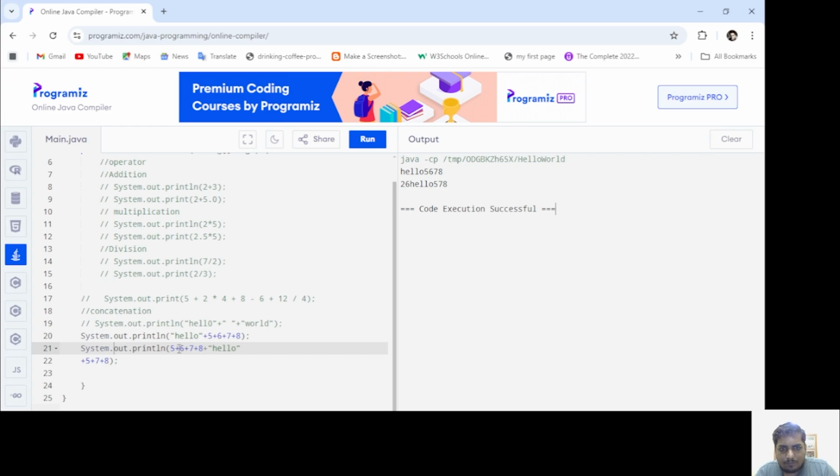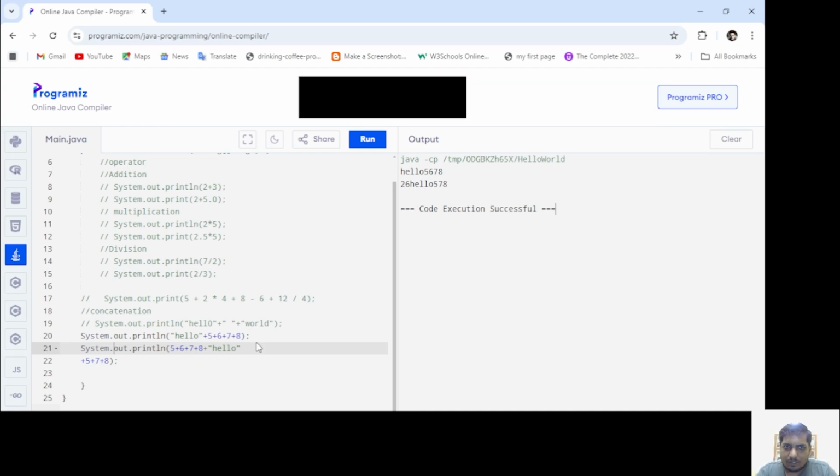Here 5 plus 6 plus 7 plus 8, the addition operation will be performed. After a string, the addition will not be performed. So remember the point: if numbers come before the string is added, they will be added numerically. After the string is added, the numbers are simply appended as given. See here, before the string the number is added and becomes 26, after adding the string it will be appended similarly. So there is no difference. So here are the concatenation pictures.